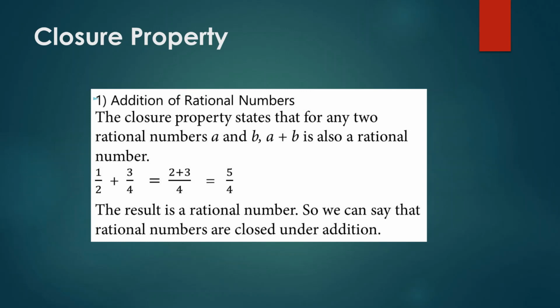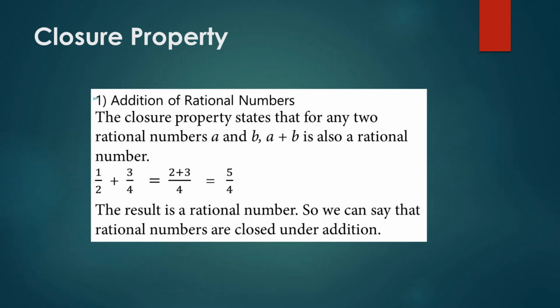Here we are verifying if closure property is closed under addition, subtraction, multiplication and division of rational numbers. So first we can take addition of rational numbers. The closure property states that for any two rational numbers a and b, a plus b is also a rational number. Means the sum of any two rational numbers is always a rational number. This is called closure property of addition of rational numbers.